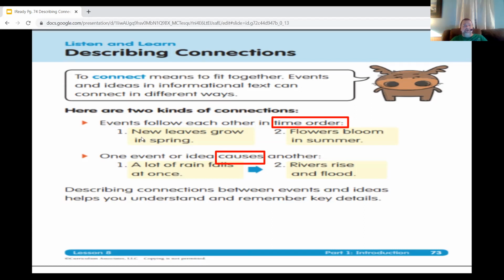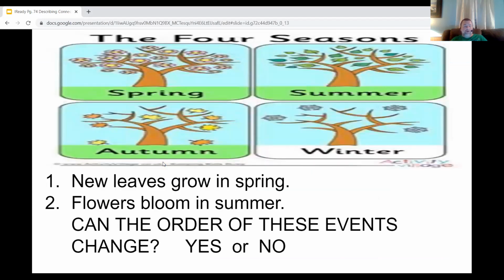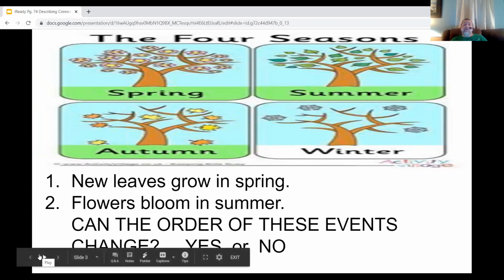Number one says, new leaves grow in spring. Number two says, flowers bloom in summer. So, I want to ask you a question because these two events are telling us about changes in nature from one season to the next. Seasons happen in time order. First, new leaves grow in the spring. Next, flowers bloom in summer. So can the order of these events change?